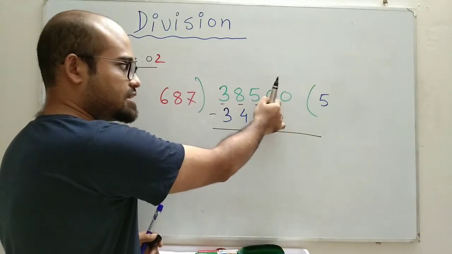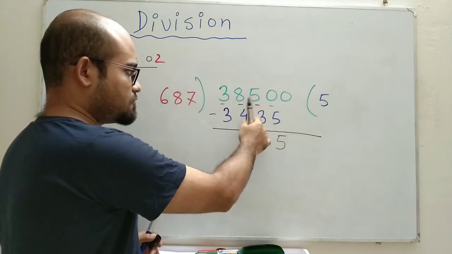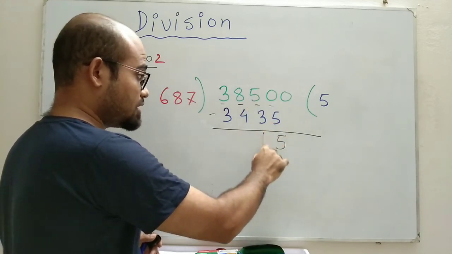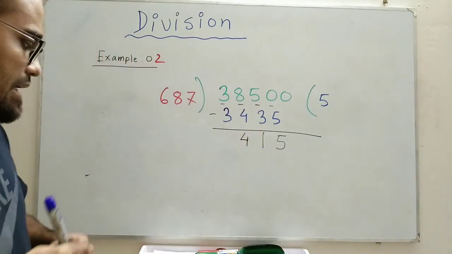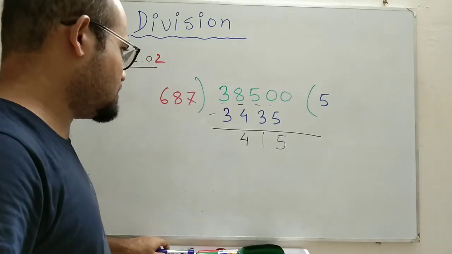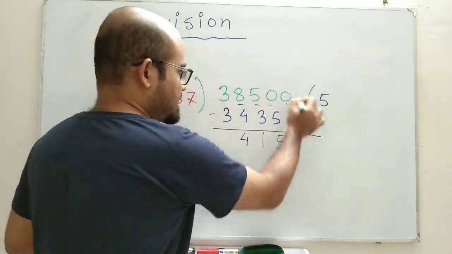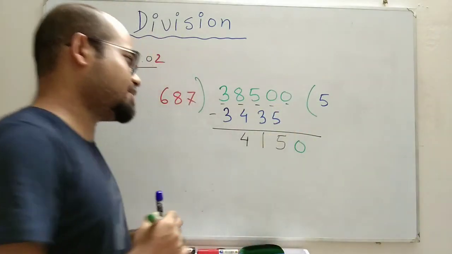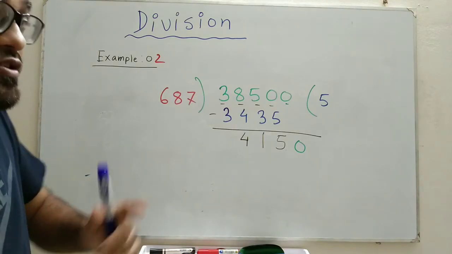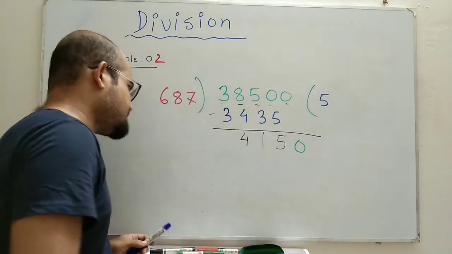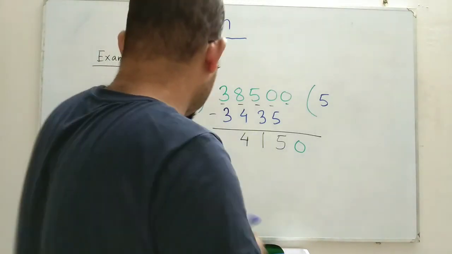0, it's not 0, it's actually 10. 10 minus 5 gives me 5. Carry 1. 3 plus 1 gives me 4. 5 minus 4 gives me 1. 8 minus 4 gives me 4. 415. Now we will bring down this last 0, and the number so formed is 4150. So what multiplied by 687 gives me a number close to 4150 as possible?